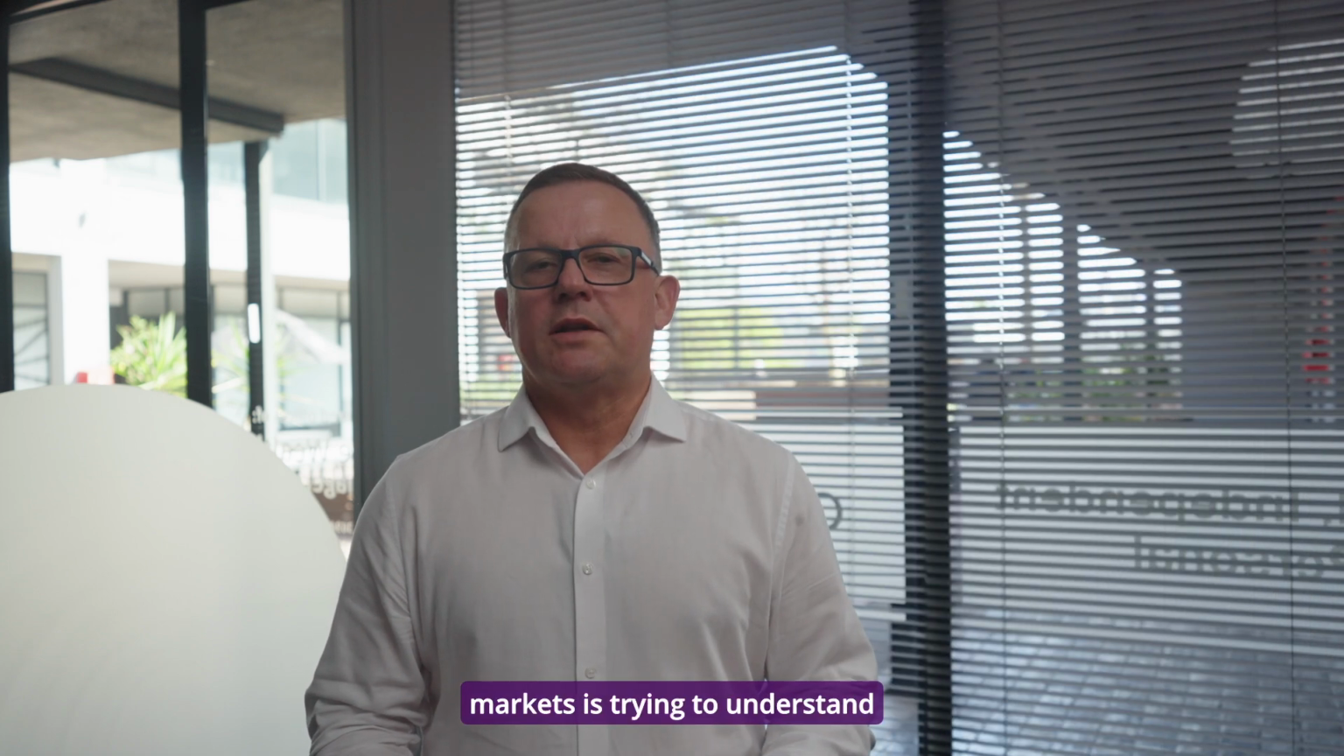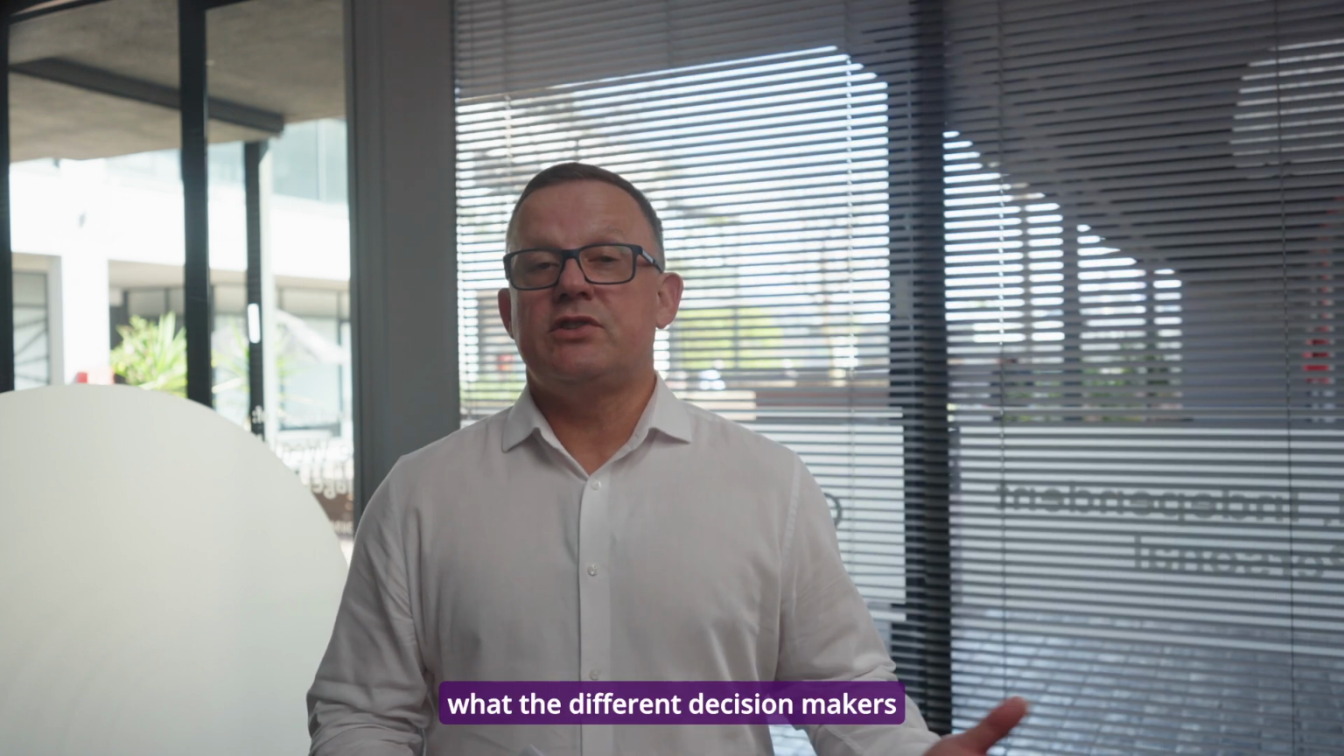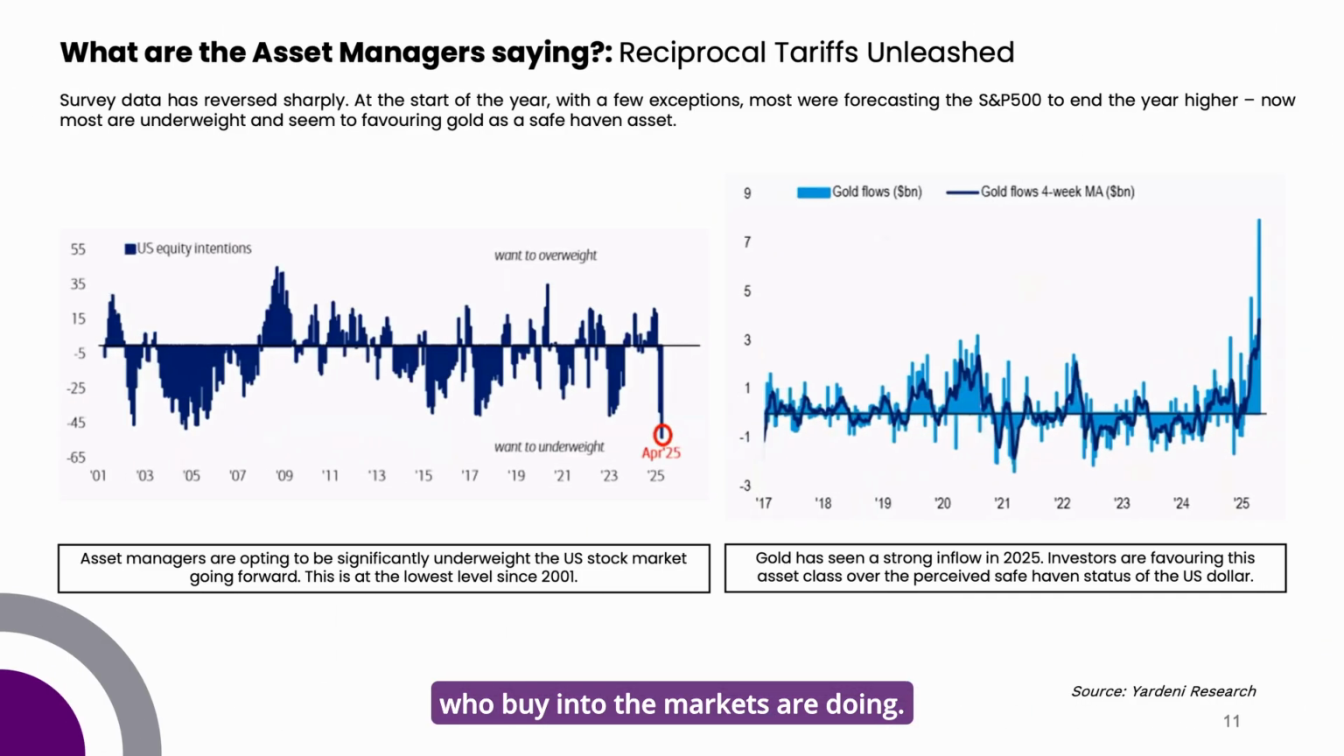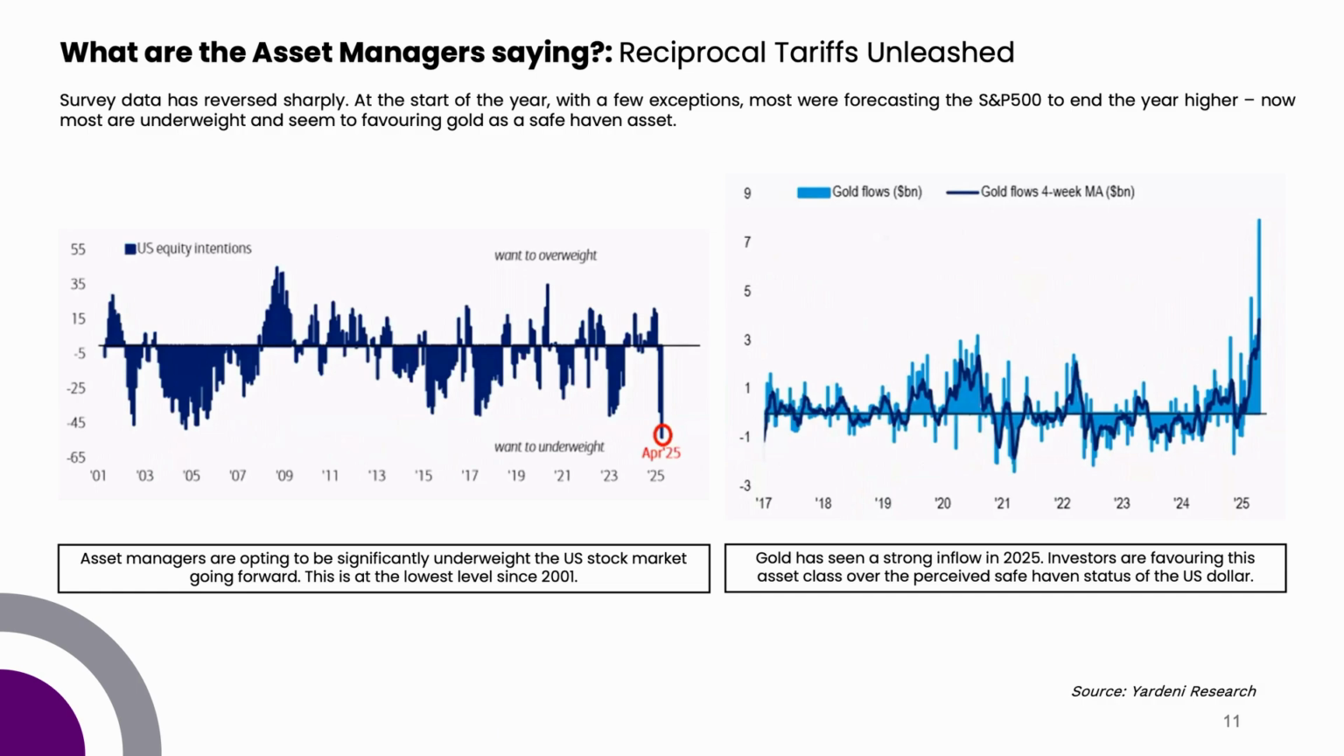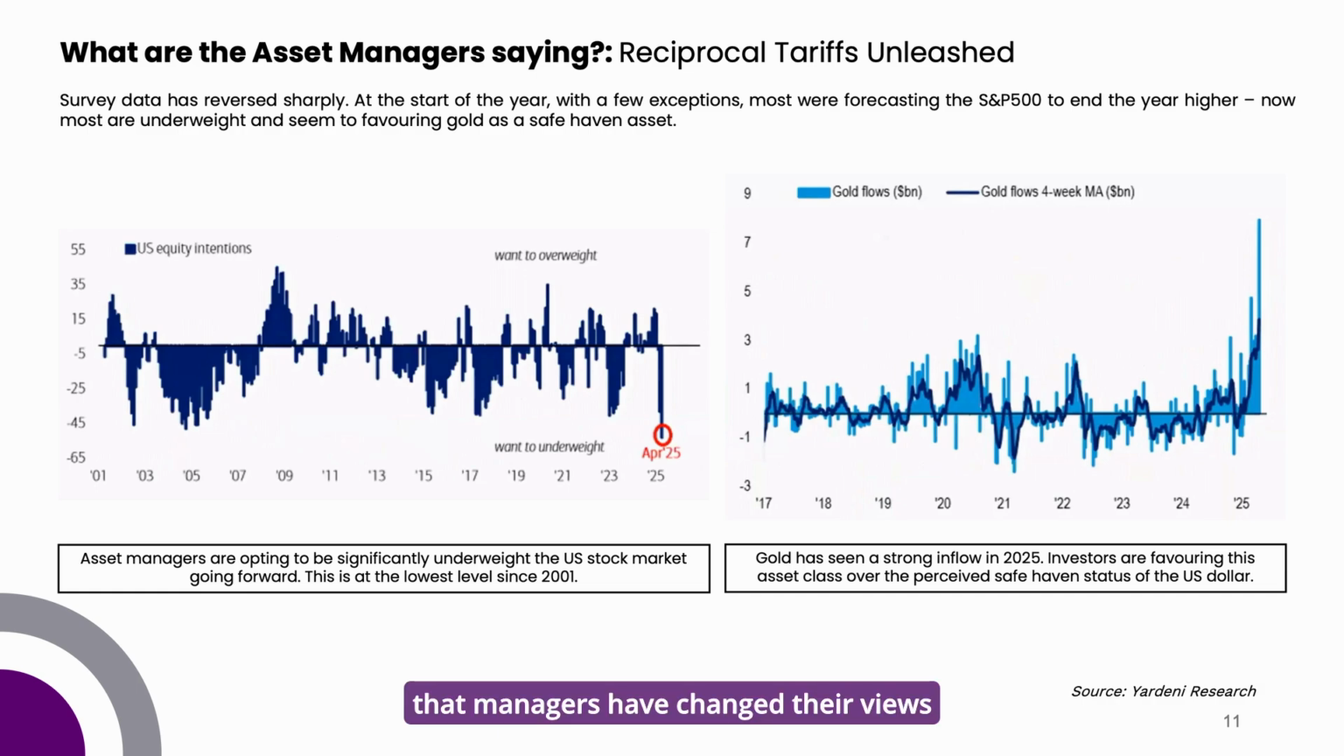Part of understanding markets is trying to understand what the different decision makers who buy into the markets are doing. This survey just shows you what different asset managers have done most recently, and the graph on the left just shows what asset managers are thinking. And if the bars are above the line, then the managers are overweight US equities. If they're under the line, that means they're underweight. And we've seen in the last sort of 2-3 months up to April this year that managers have changed their views and are talking about being underweight the US equity market later into this year.